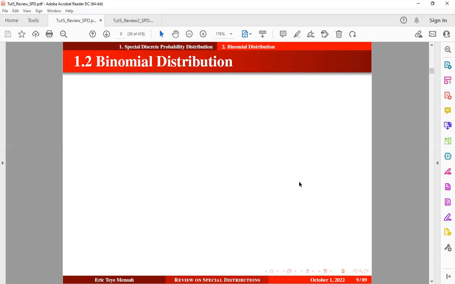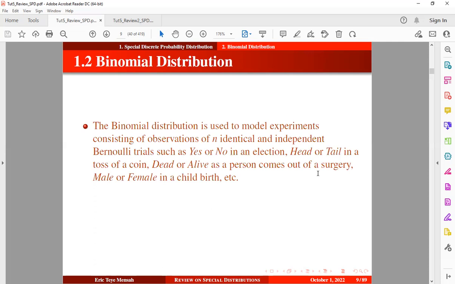All right, so then the second type of special discrete probability distribution is the binomial distribution, okay? So before we give a formal definition for binomial distribution, let's take a look at the following. The binomial distribution is used to model experiments consisting of observations of identical and independent binary trials, such as yes or no in an election, head or tail in a toss of a coin, dead or alive as a person in cancer surgery, male or female in a childbirth, etc.